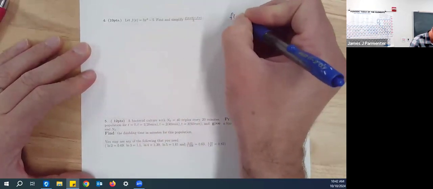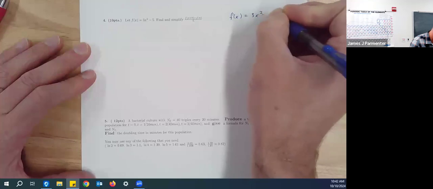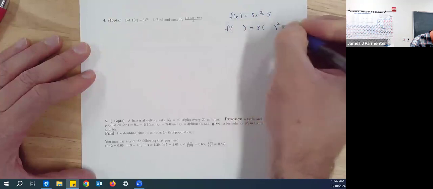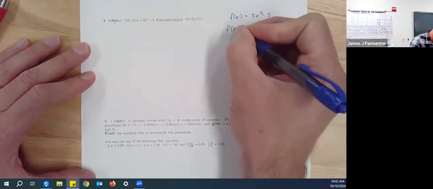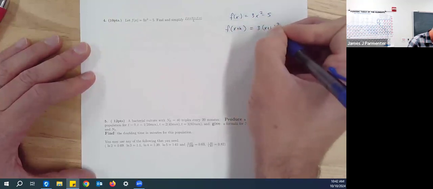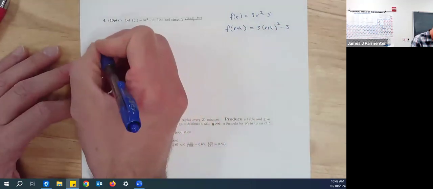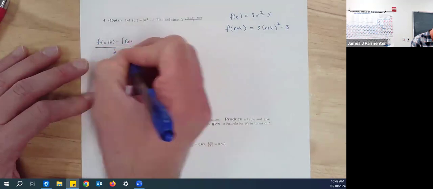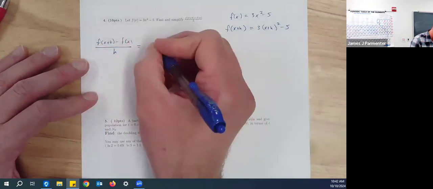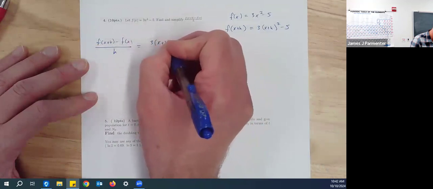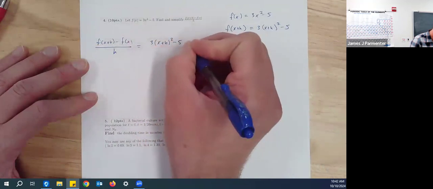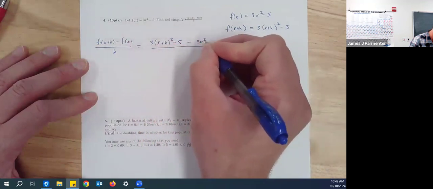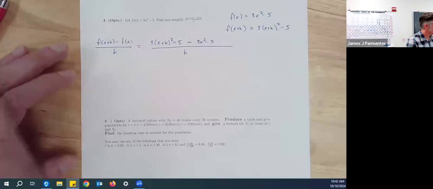So I like to write out what things are to the side. I know that f of x is 3x squared minus 5. So I know that f of something else is 3 times something else squared minus 5. In this case, the something else is x plus h. So I'm just going to write out my expression. My f of x plus h minus f of x divided by h is going to be, well, there's f of x plus h. It's 3 times x plus h squared minus 5. Minus, I'm about to make a mistake, 3x squared minus 5, all divided by h.